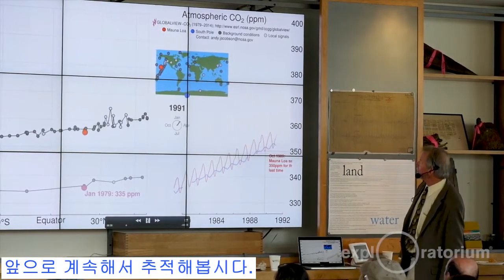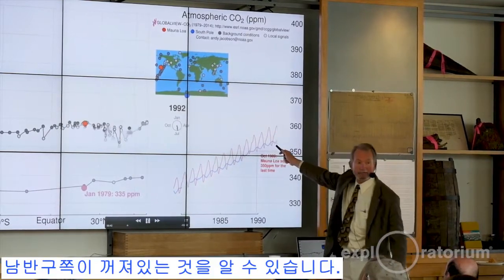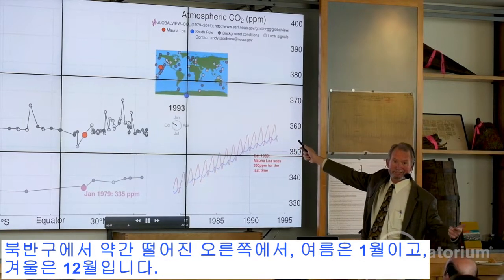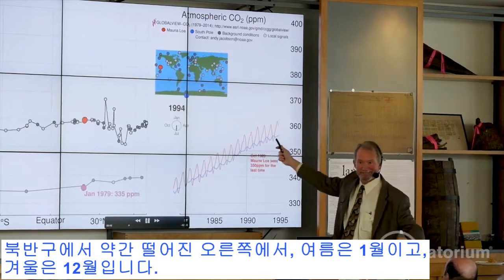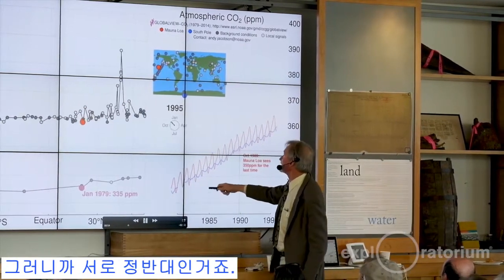So as it goes forward, you can see the trace continuing. There's your southern hemisphere, it's off a little bit from the northern hemisphere, right? That's because summer is in January and winter is in December. So you're going to catch it, it should be exactly opposite, and that's exactly what it is.